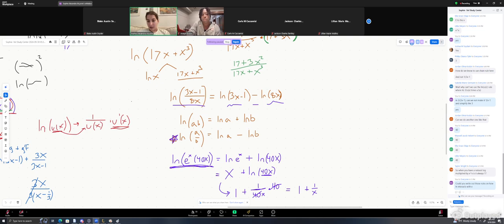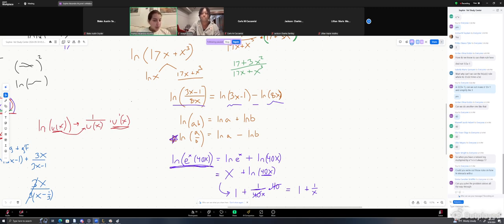Okay, so I think people would like more elaboration on the rules with E and X and natural log and X together. Okay, so this, let me do a different color.